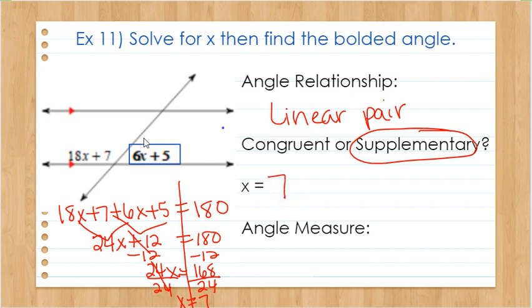Now we want to find the bolded angle measure, so I need to plug in a 7 for x. So we're doing 6 times 7 plus 5. And 6 times 7 would be 42. And 42 plus 5 is 47. So that would be 47 degrees.